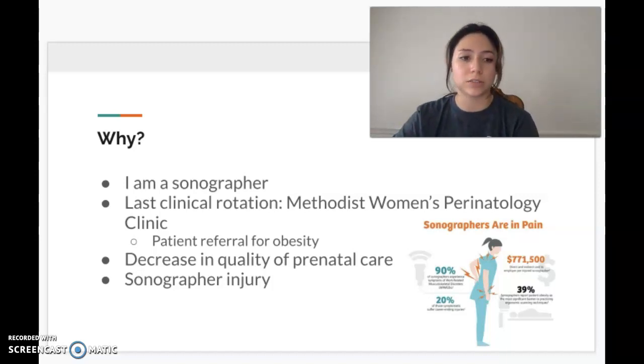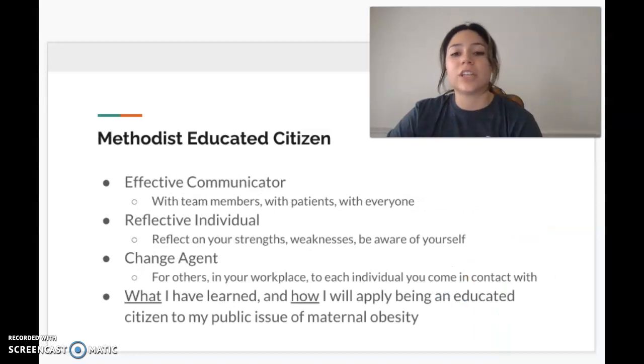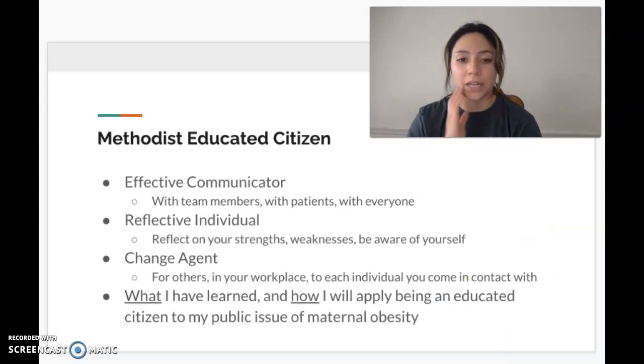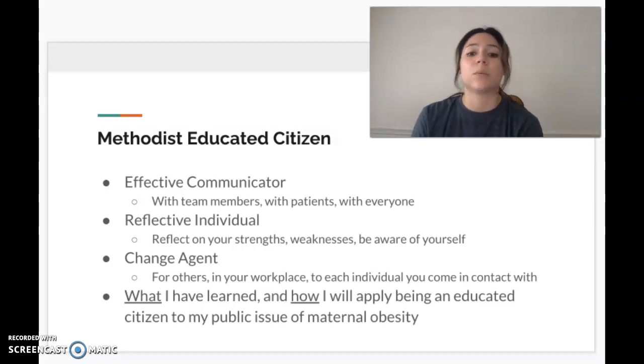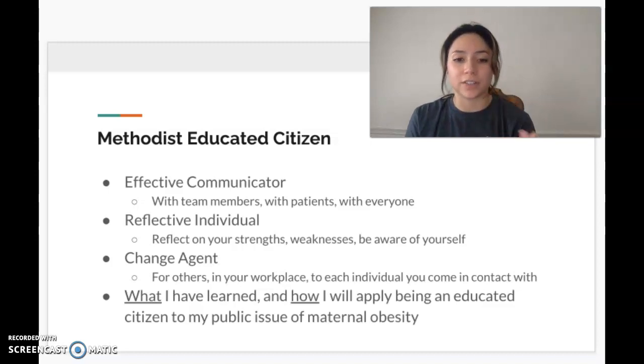scan larger patients. So the Methodist Educated Citizen Portfolio has three components: effective communicator, reflective individual, and change agent. To me, an effective communicator is someone that communicates with team members, with patients, with everyone. And reflective individual is someone that can reflect on their own strengths and grow those strengths, sees their weaknesses, continues to try to develop those, and just being aware of yourself in different situations. A change agent is someone that is changing things for others, is changing things for a workplace, is changing things in every single person's lives that you're able to come in contact with.